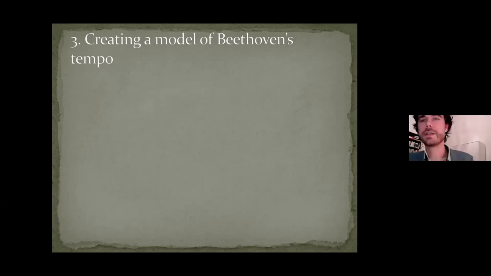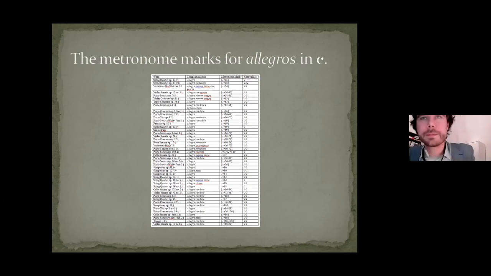Now, it's quite a large collection of works. Don't worry, I don't expect you to read all of them at once. You can find this table in my thesis. Let me just quickly explain what you're looking at. Metronome marks surrounded by straight brackets indicate the range of editorial speeds, and the ones without brackets are by Beethoven.